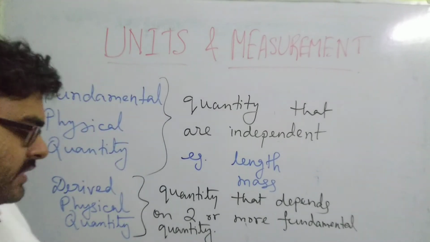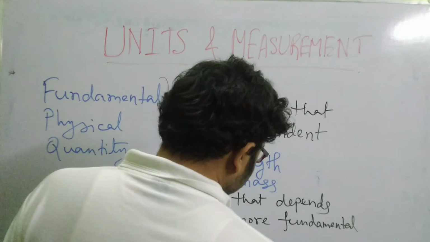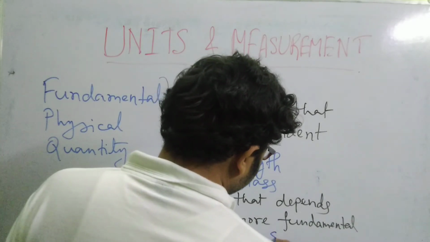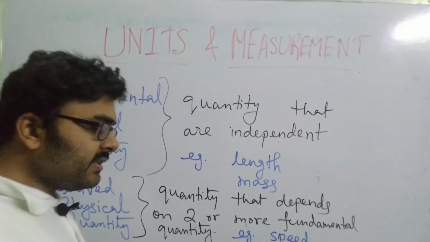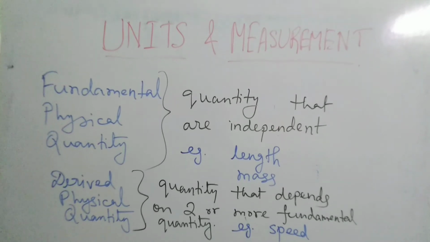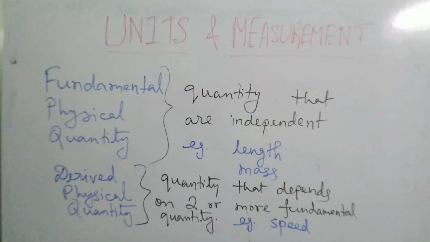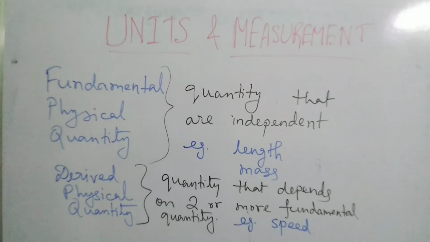For example, when you are trying to express speed, you need to express the speed in terms of length as well as time. Length and time both are fundamental physical quantities, and in order to express speed, you need to take the help of length as well as time. So these are the derived physical quantities.